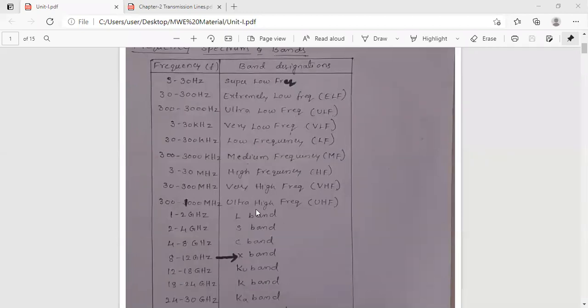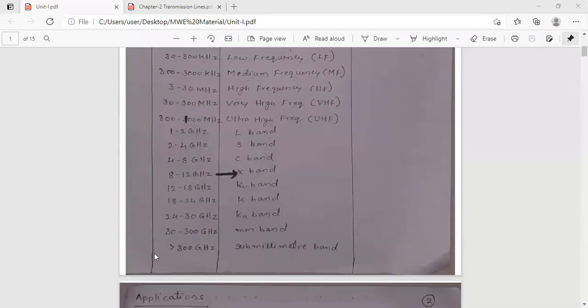After that, you have bands, that is L, S, C, X, and so on. You have to remember these and their respective frequency bands here: 1 to 2, 2 to 4, 4 to 8. If you write once or twice, I guarantee that you can easily remember these frequency ranges. And that's what we have discussed.